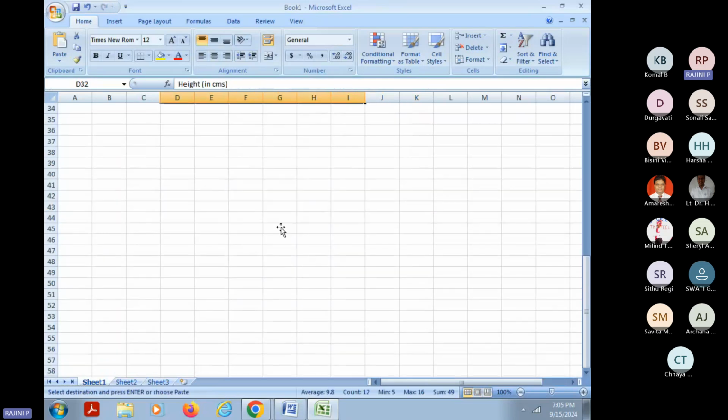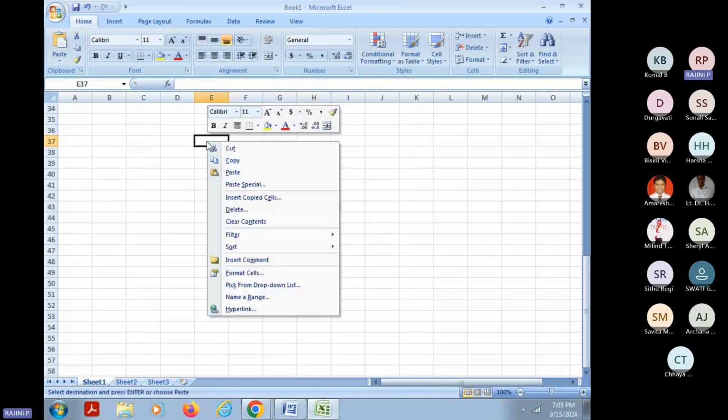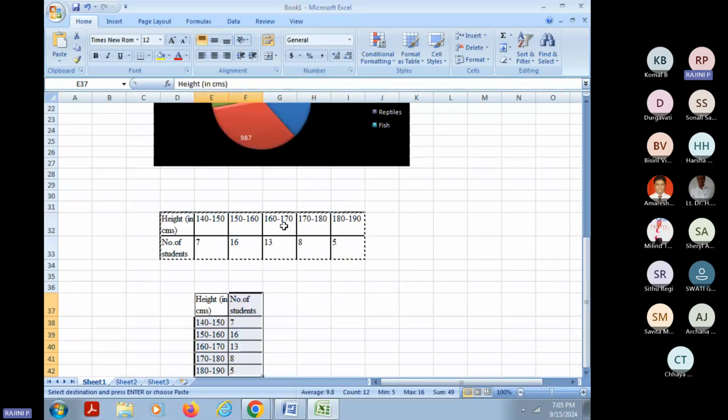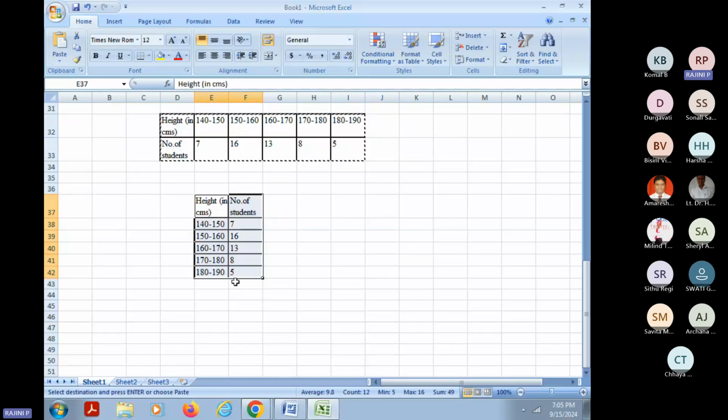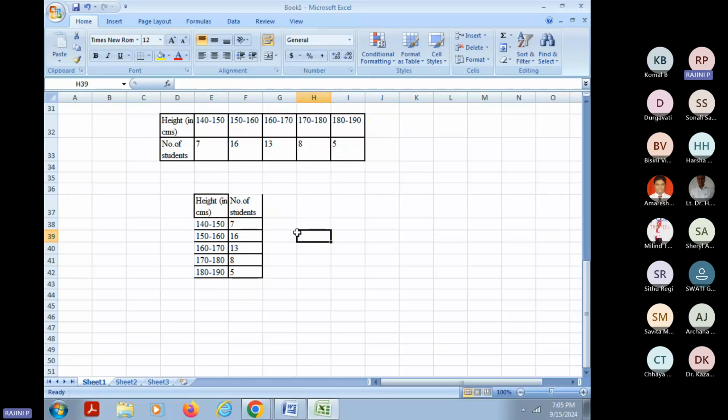I'm copying this and pasting the data in columns: right click, paste special and transpose. The data was in rows, and now I have arranged it into columns. After this, you need to calculate the mid values. For the calculation of the mid values, first write the lower limits, next write the upper limits, then write the mid values.